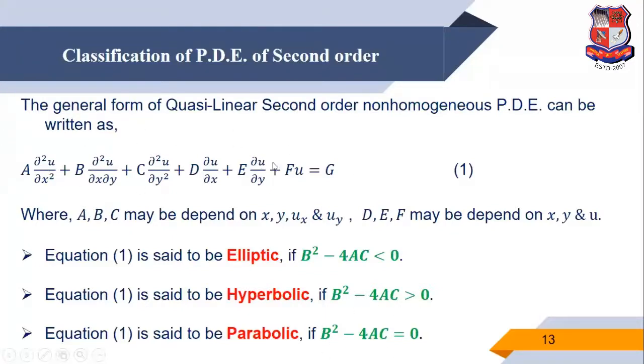That means, if any second order PDE is given and we classify it, then we use the expression B square minus 4AC. We input the values of A, B, C in this expression. If this is less than 0, we can say the given PDE is elliptic. If B square minus 4AC is greater than 0, then the given PDE is hyperbolic, and if equal to 0, then the given PDE is parabolic.